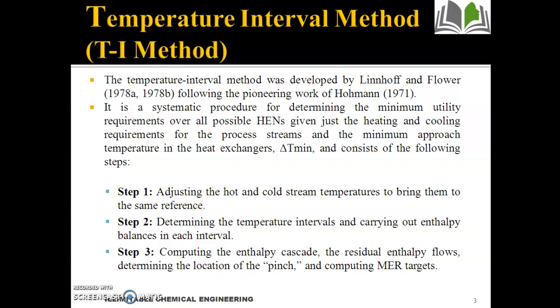Second is to determine the temperature intervals. We will write the temperature intervals number 1, 2, 3, 4 like that, and carry out the enthalpy balances in each interval by the formula delta H is equal to C into delta T. We will calculate the enthalpy for a particular interval, and then compute the enthalpy cascade, the residual enthalpy flows, and determine the location of the pinch. Where the pinch point exists, we will locate that point, and we will calculate the MER targets, the minimum energy requirement targets.